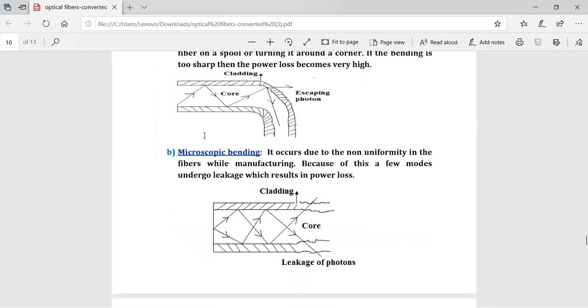If you come to microscopic bending, microscopic bending occurs due to the non-uniformity in the manufacturing of the fiber, because of which it leads to loss in the light signal. Microscopic bendings are the small scale bendings that take place at the core cladding boundary. We know this stands for the boundary between the core and the cladding. If the boundary itself is not right, if there is a bending in the boundary itself, then the light will not undergo total internal reflection. There may be some leakage of light, so hence there is a loss. So these small scale bendings which are occurring at the core cladding boundary are called microscopic bends.